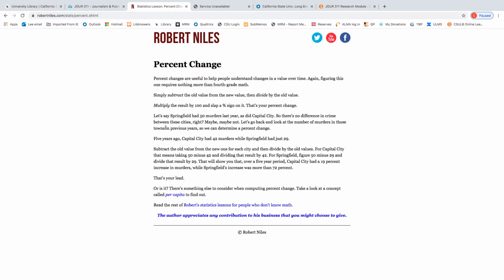A very simple way to remember this is you take the new value. So let's say tuition goes from $1,000 to $2,000, and you take the new value, which is $2,000, you subtract the old value, and then you divide by the old value. So in the case we just talked about, if tuition went from $1,000 to $2,000, that's a $1,000 difference. You divide that by the old number, and that means it's gone up 100%. That's not often going to be the case where the number is going to go up 100%.